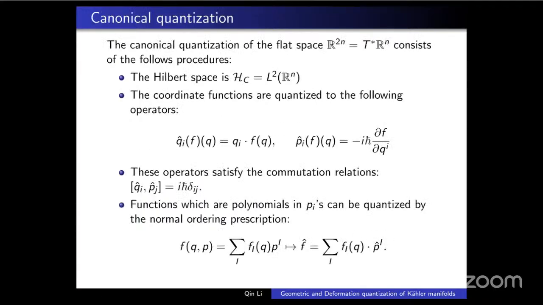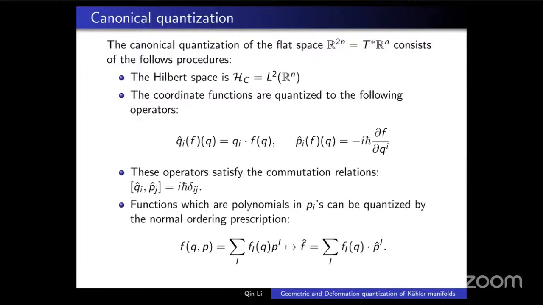So there is the notion of canonical quantization. Let me give you the example here. The canonical quantization of the flat space R2n, or you can equivalently think of that as the cotangent bundle of Rn, consists of the following very explicit procedures. First, the Hilbert space H_C, where C stands for canonical, is the L2 functions on Rn. You can see that it's not the functions on the whole space R2n, but only depends on half of the variables. So it's the functions on Rn.